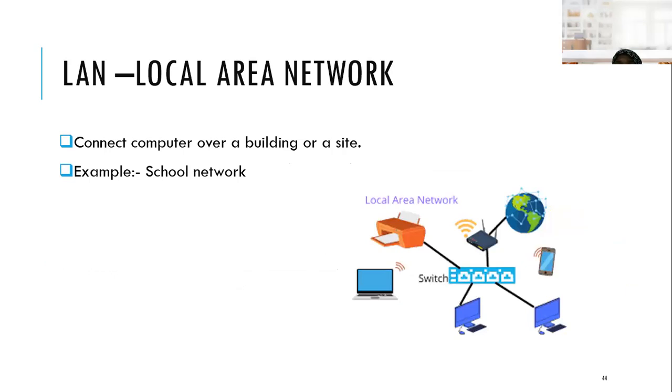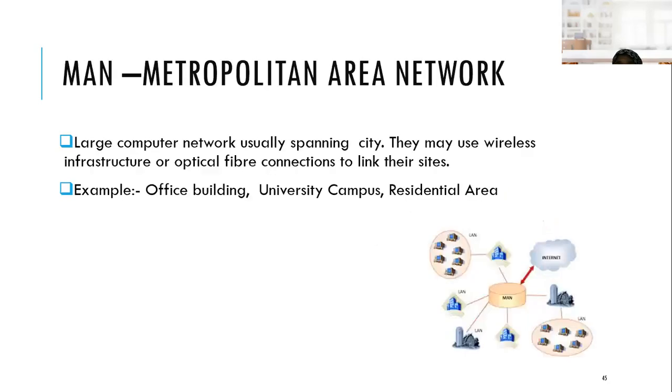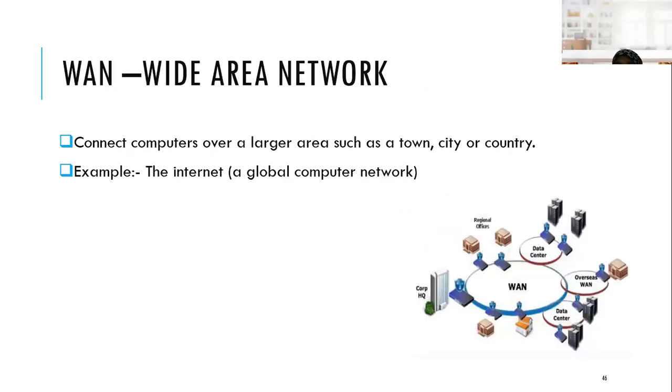LAN, local area network, connects computers over a building or a site. Example, a school network. MAN, metropolitan area network, is a large computer network usually spanning a city. They may use wireless infrastructure or optical fiber interconnections to link their sites. Example, an office building, university campus, and residential area.